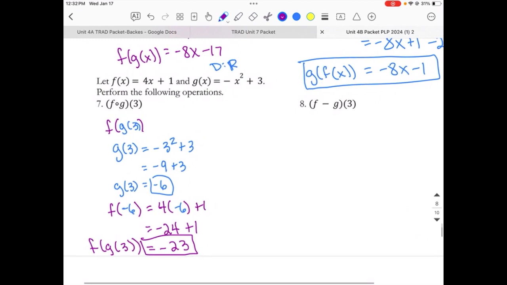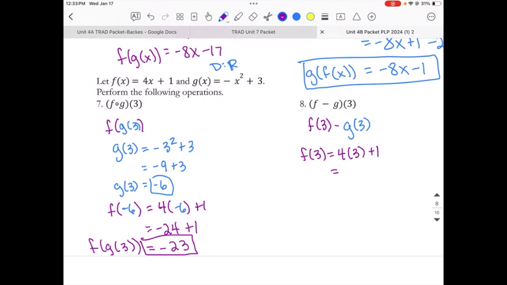Since we got a numerical answer, we're not going to state the domain because we don't have a function. On number 8 over here, we're doing F of 3 minus G of 3. So we're going to find each of those. F of 3, if we go ahead and find that one, F of 3, we end up with 4 times 3 plus 1, so we end up with 12 plus 1, which is 13. That is F of 3.